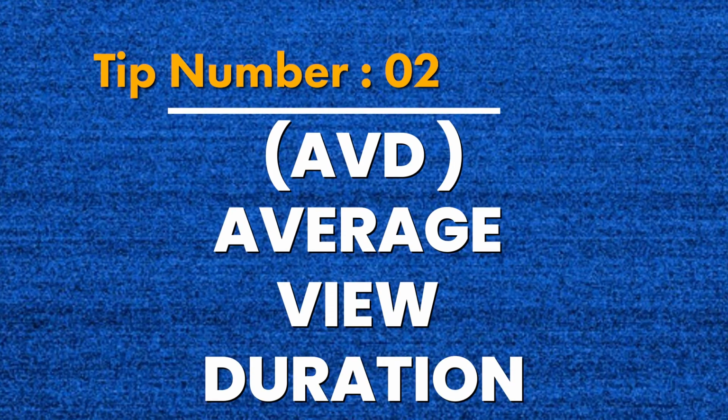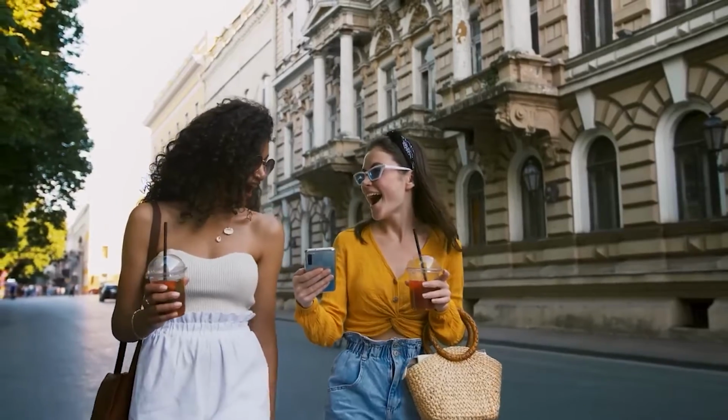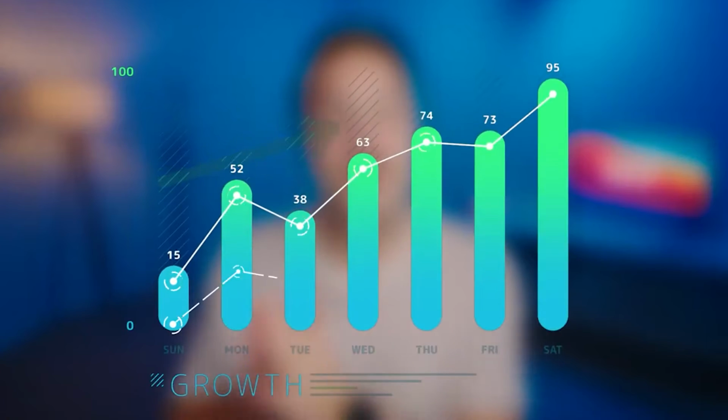Tip number 2, AVD, average view duration. This stat matters more than most creators realize. It's not about how long your video is, it's about how long people stay. If you post a 10-minute video and people click off at the 3-minute mark, that's a 30% retention rate. That tells YouTube your video loses interest fast.